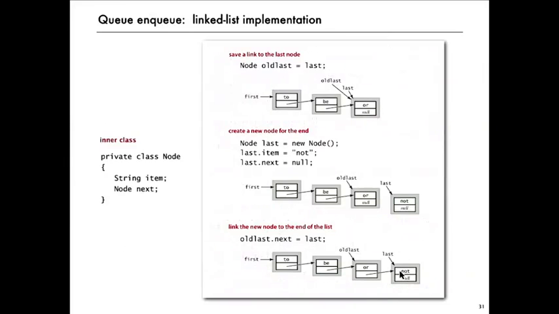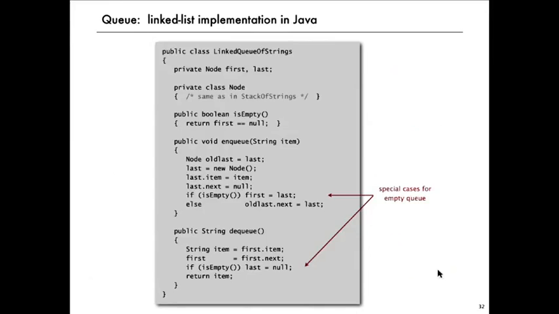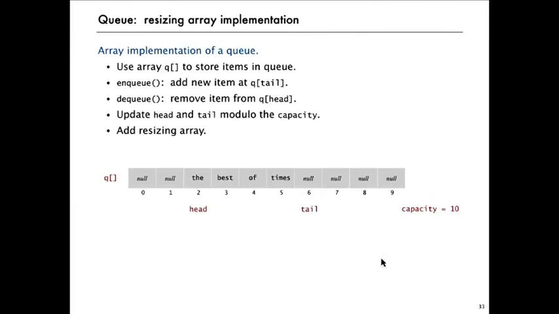All right, so let's go back to our full implementation. And this is just taking care of collecting the code from the previous slides, but also taking care of special cases when the queue is empty. To make sure that if the queue is empty after we remove an item, we have to set last to null. Make sure that both first and last always are what we want them to be. So those are details that are easy to check.